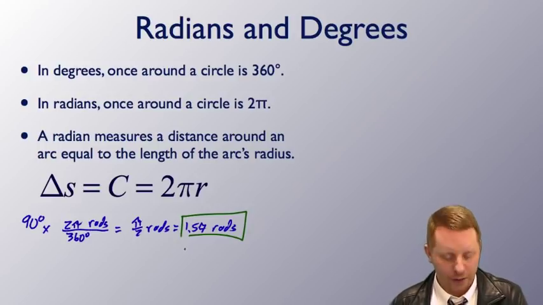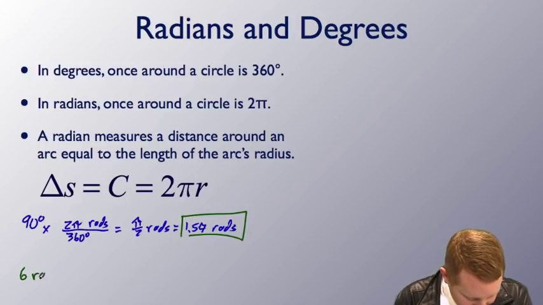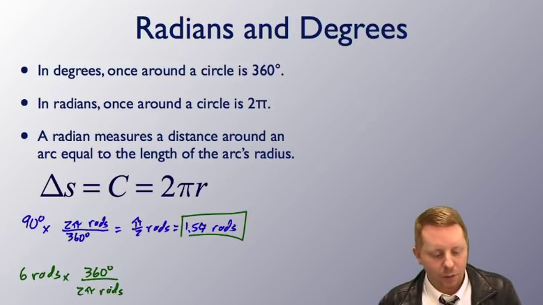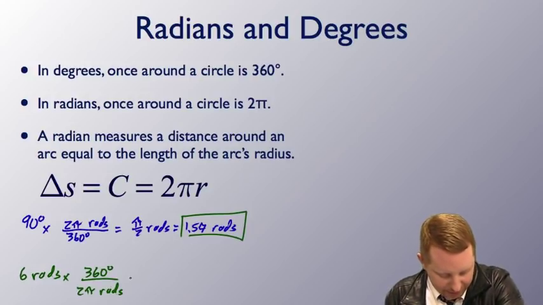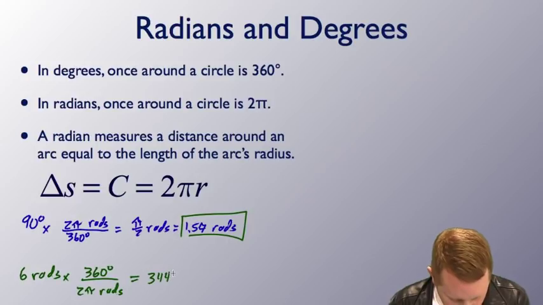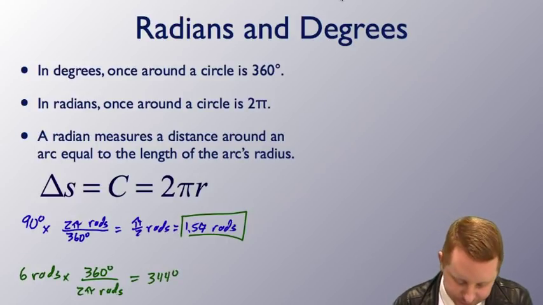Let's try going the other way. Let's start with 6 radians and convert that to degrees. So now I'm going to multiply that by 360 degrees over 2 pi radians. Again, really just multiplying by 1. And when I do that, I come up with about 344 degrees.